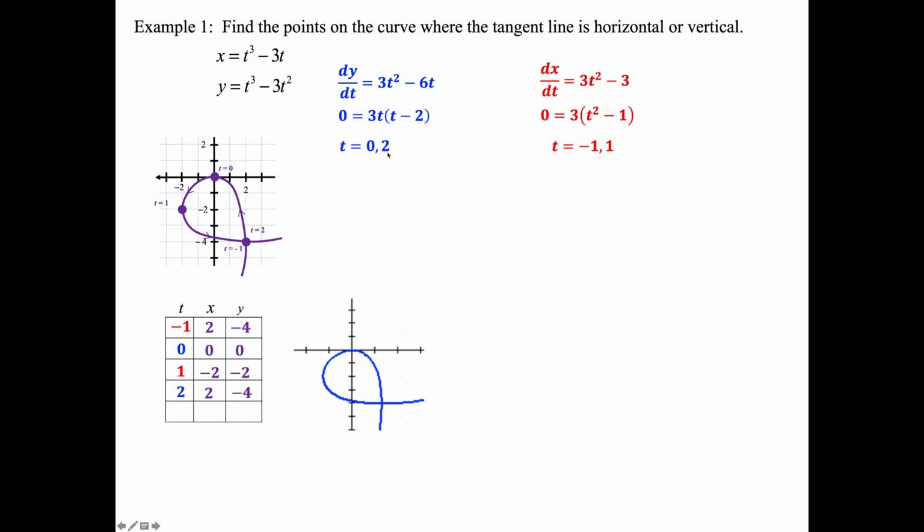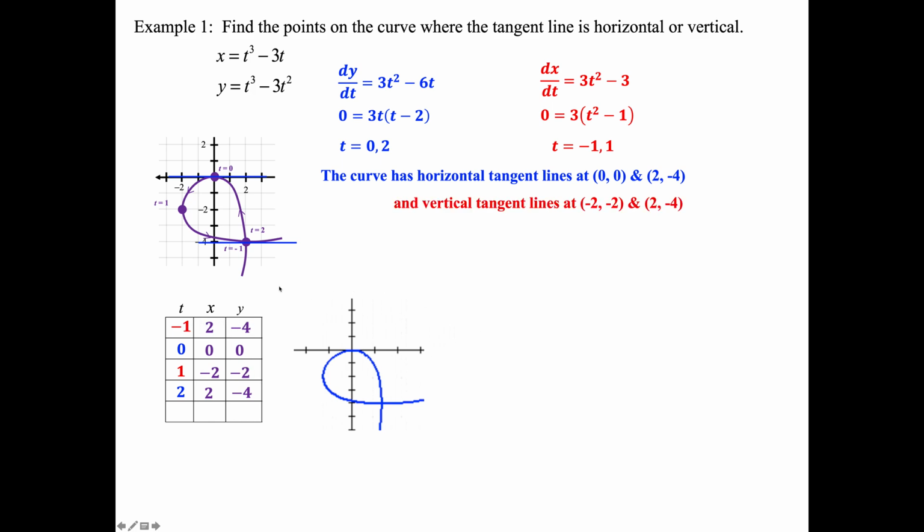Again, we had 2 horizontal tangent lines, t equals 0 and t equals 2. Those are going to be at the points (0, 0) and (2, negative 4). So I can draw those in. We had 2 vertical tangents at t equals negative 1 and 1, at the points (2, negative 4) and (negative 2, 2). I can draw those in, and there's my vertical. You notice at that point, we had both a horizontal tangent line and a vertical tangent line.